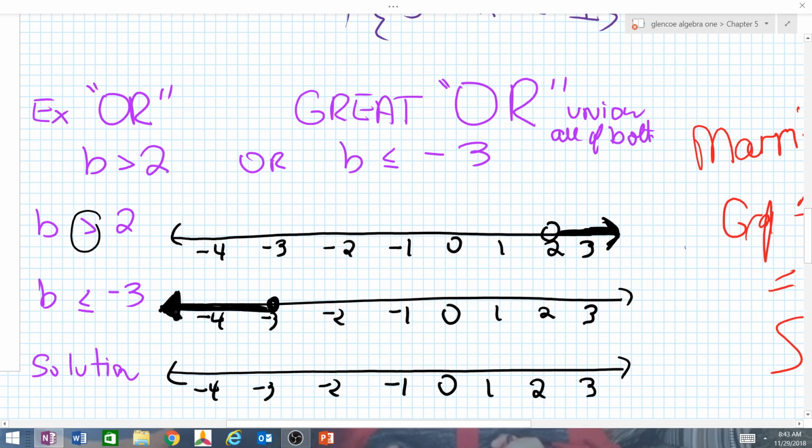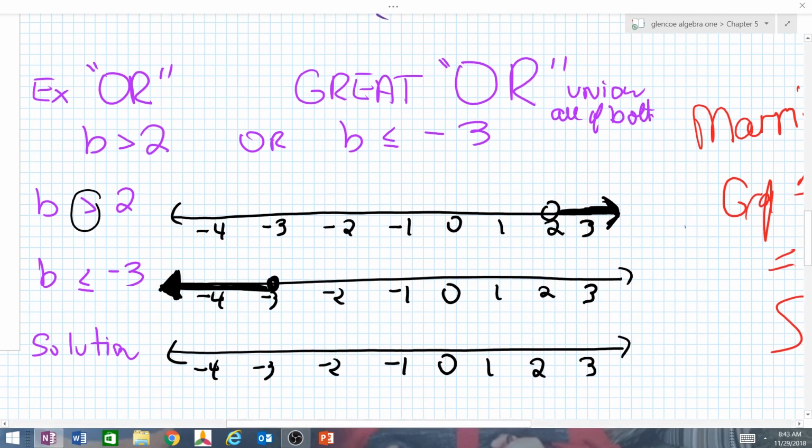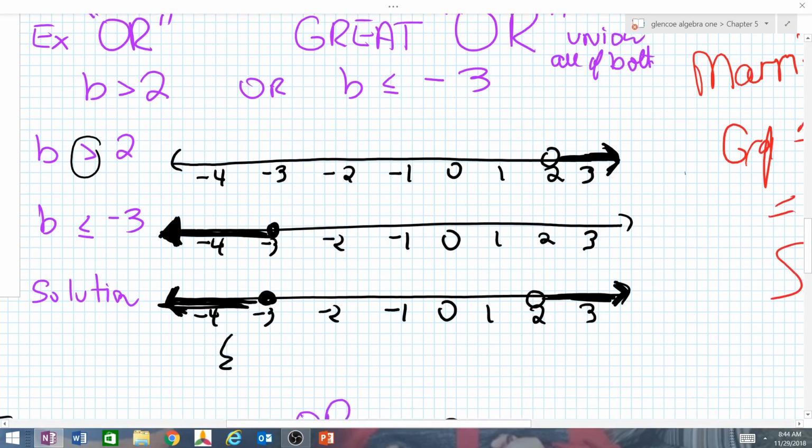Graph 1 and graph 2 are now going to get married. So my answer is going to include graph 1 plus graph 2, which means my answer will have an open circle at 2 to the right, yes? A closed circle on negative 3 to the left. Okay? And my solution is b is less than or equal to negative 3, or b is greater than 2.